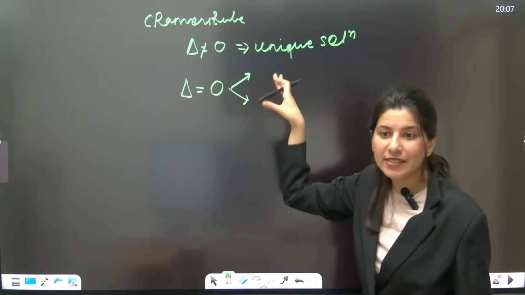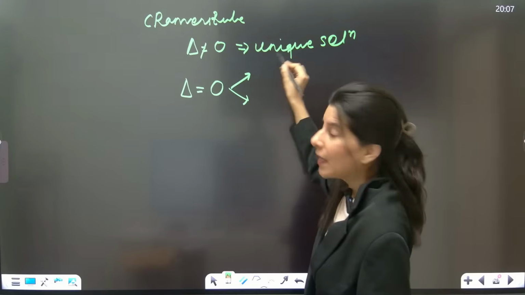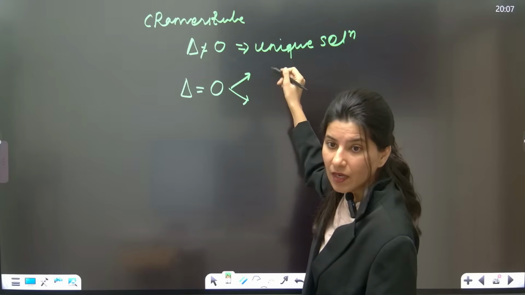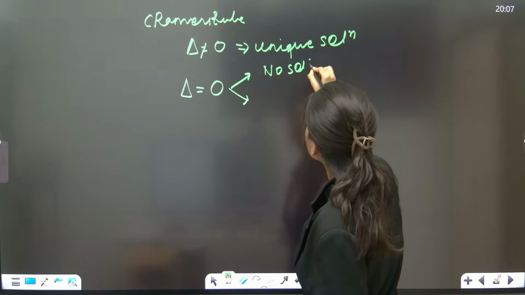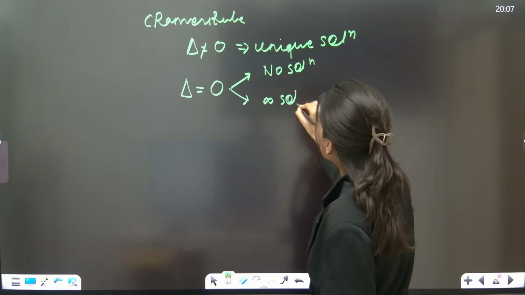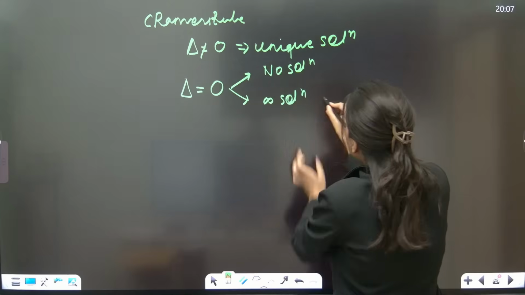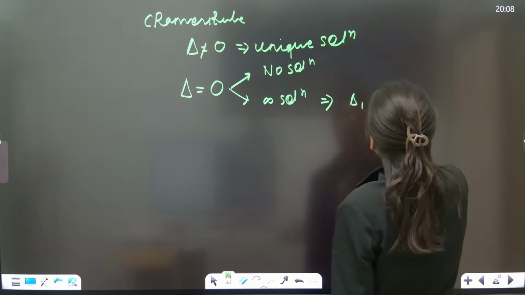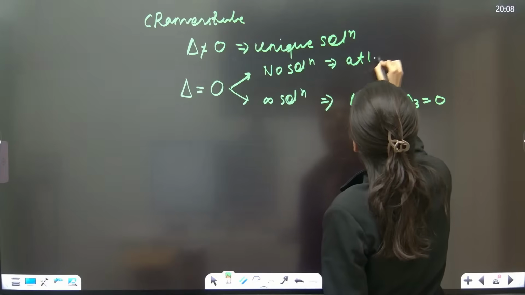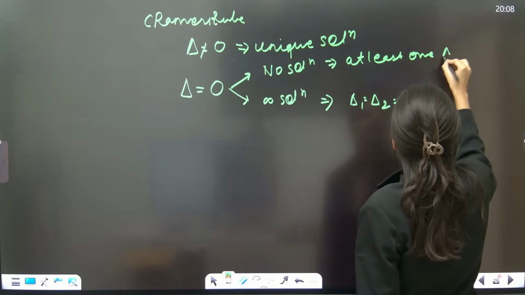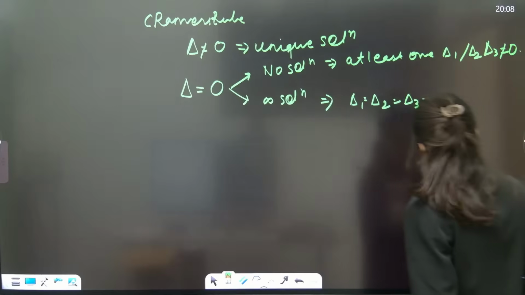What are those two possibilities? Determinant equal to 0. Possibility number 1, no solution. And the other possibility is infinite solution. So if your delta is 0, then for infinite solution the condition is that all the determinants del 1, del 2, del 3 should also be 0. And for no solution, at least one of delta 1, delta 2, delta 3 should be non-zero. Okay. So this is the condition.